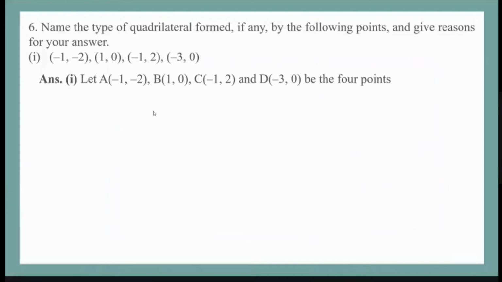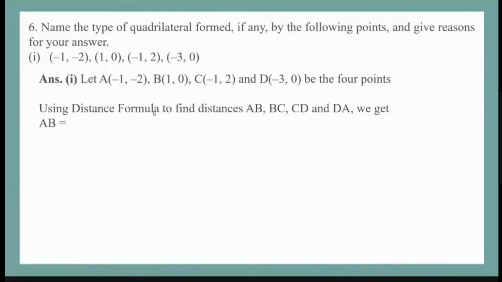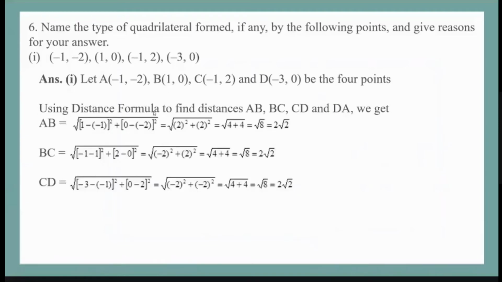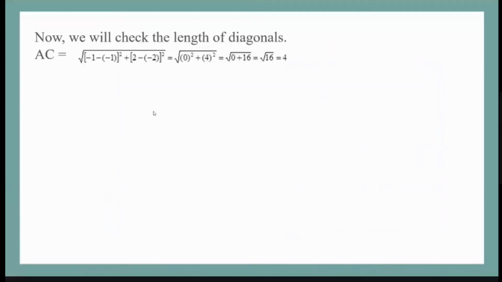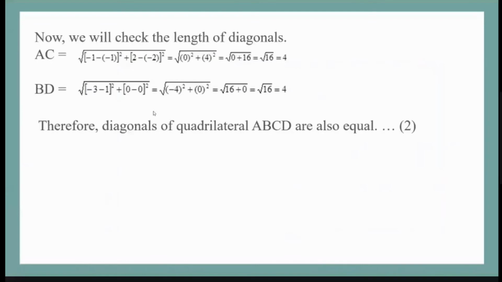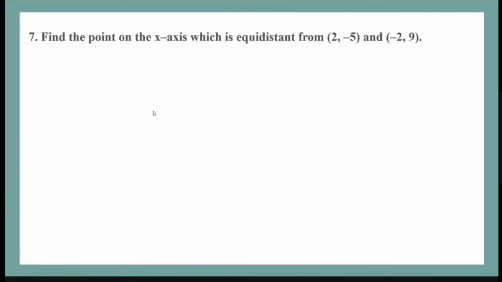I'll start by finding out the lengths first of all. I'll find out AB, BC, CD, and DA using the distance formula, and I see that they all are coming out to be equal. I am also seeing that the diagonals are coming out to be equal, hence it is a square. So it is quite similar to the previous question.